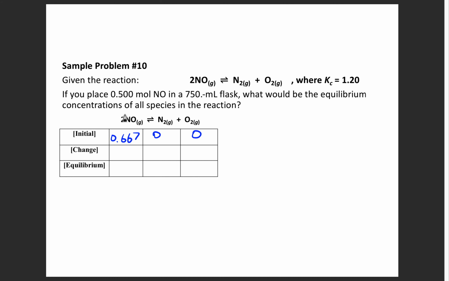Now, since this is a 2 to 1 to 1 ratio, look at the coefficients. It's a 2 to 1 to 1 ratio. This is going to be minus 2x.